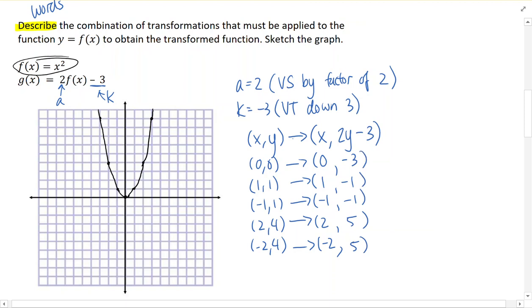So we're at (0, -3), (1, -1), and (2, 5). And here we're going to, again, just round it. Trying to draw the best, oh, a little shaky there. And up we go. Okay, so that blue graph there is our transformed function.